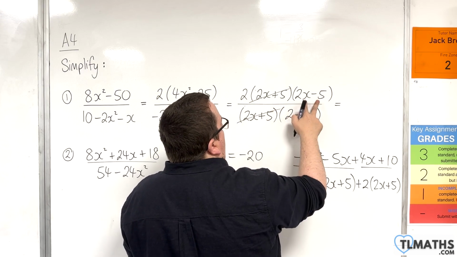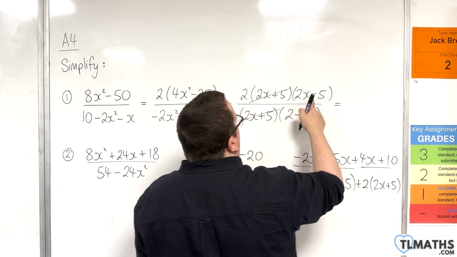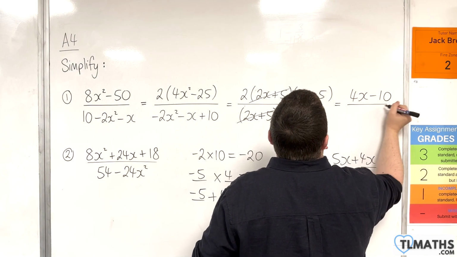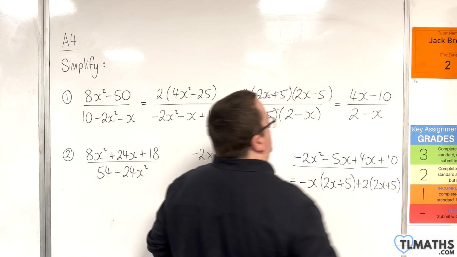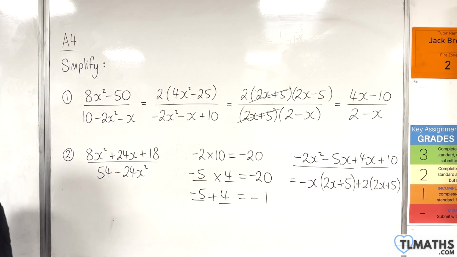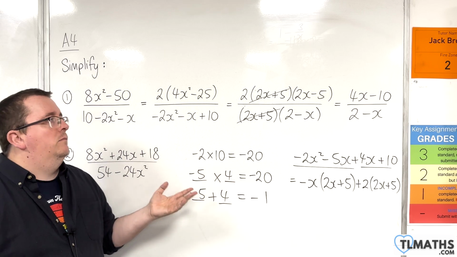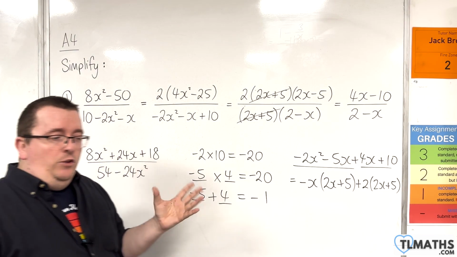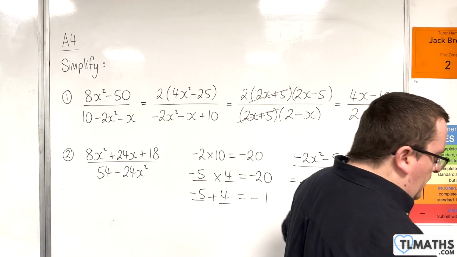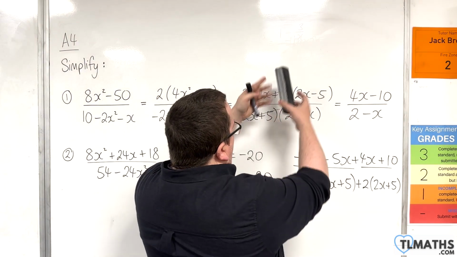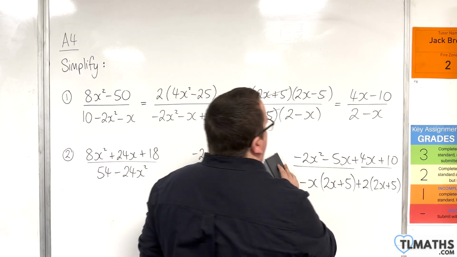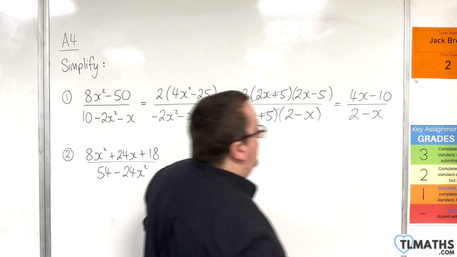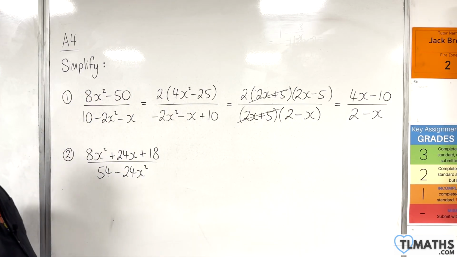Now you could leave it like that. I'm going to multiply that bracket through by the 2, so I get 4x take away 10 over 2 take away x. Okay? Now that's just an aesthetic thing of not having a bracket in the numerator if I don't particularly need one. But if you've left it as two lots of 2x take away 5 in the numerator, that'll be fine. Okay, so that's the first one.